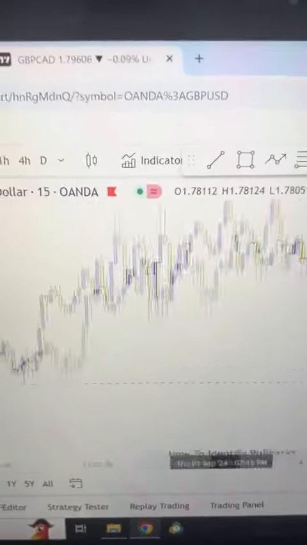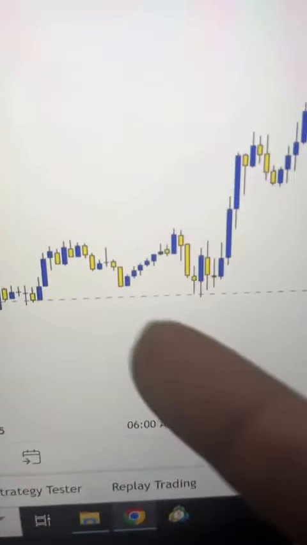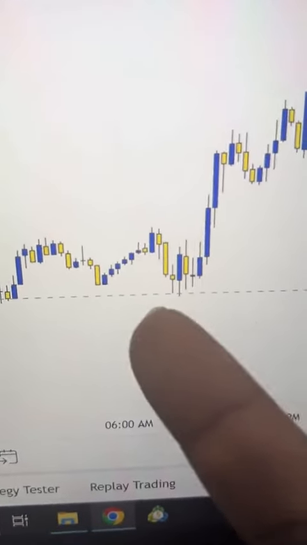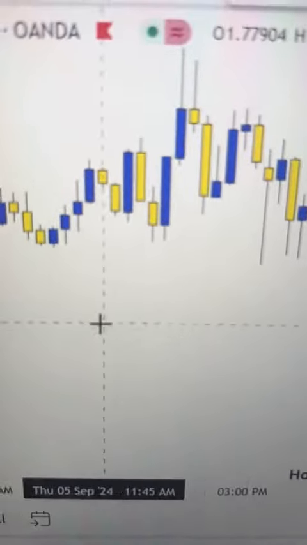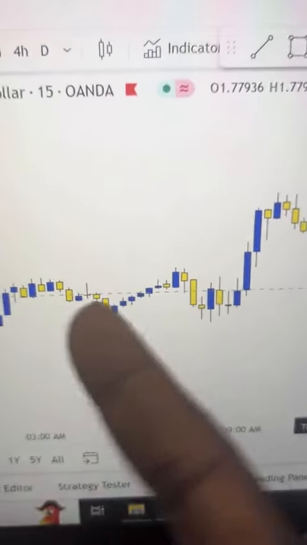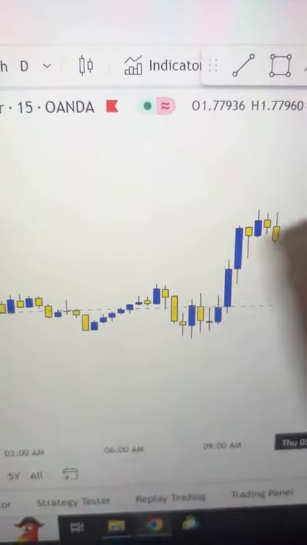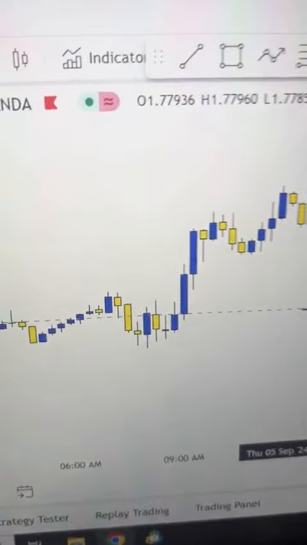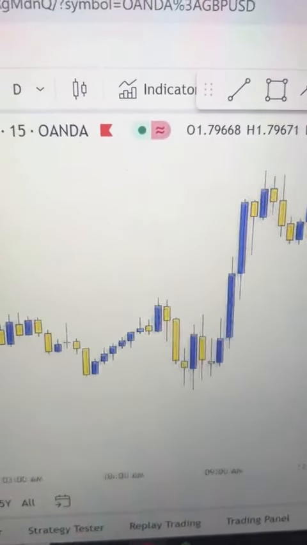This is the 15 minute time frame. The market pulls up from here to here. Let me zoom in. You see, this market is in an uptrend, but kind of consolidating. But we are not trying to do analysis. I'm just here to show you valid and invalid pullbacks.